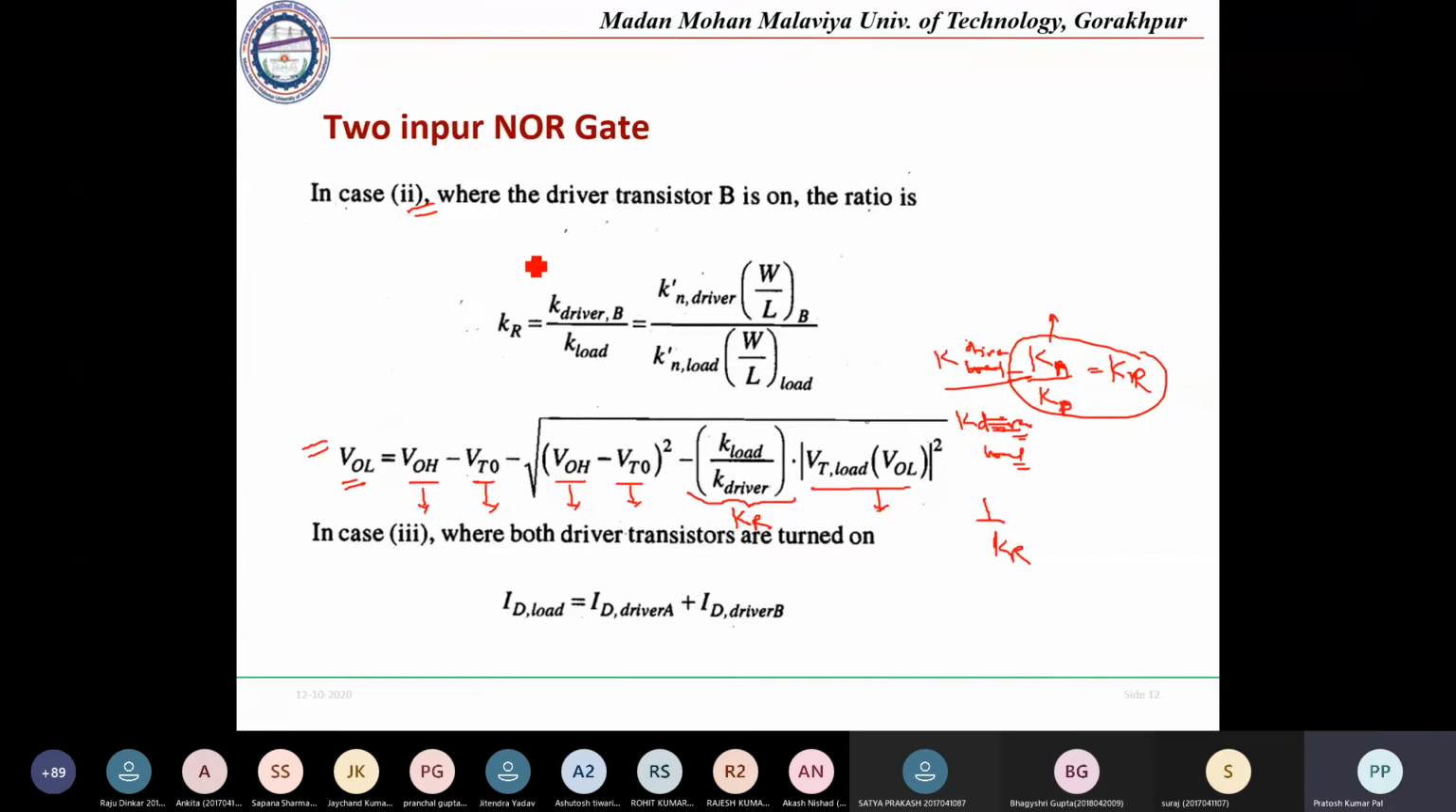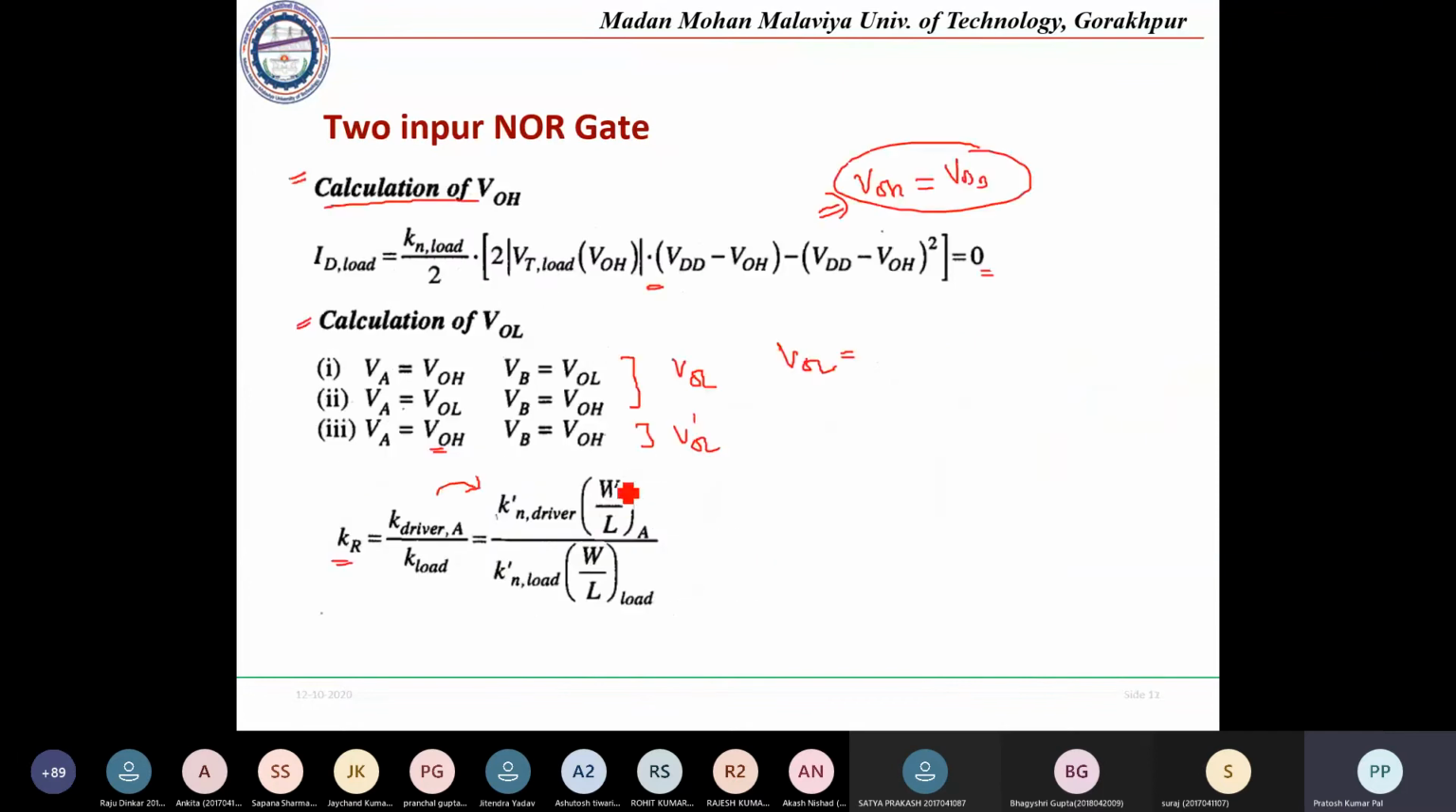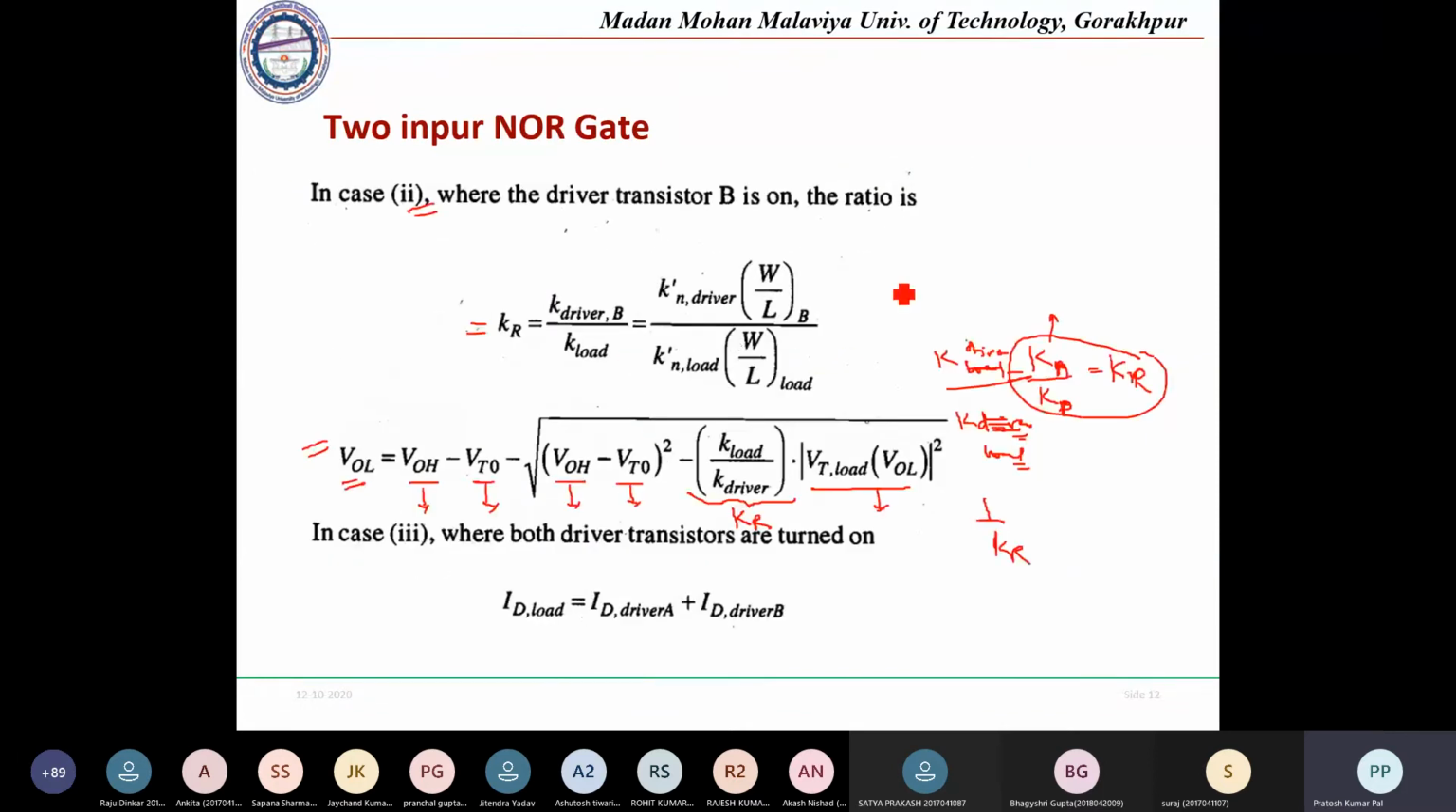So in the case of first and second, the Kr value will be almost constant. It will be in terms of the W/L ratio of B and the W/L ratio of A. If transistor A and transistor B are identical, then the W/L ratio of A and B will be the same. In that case, your VOL value will be the same in case of transistor A, and even in case of transistor B.